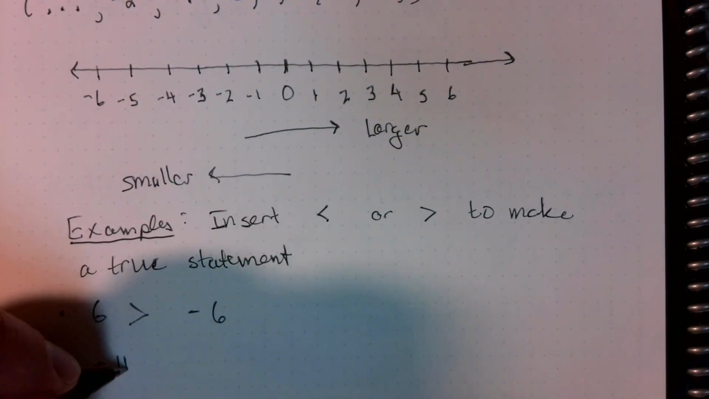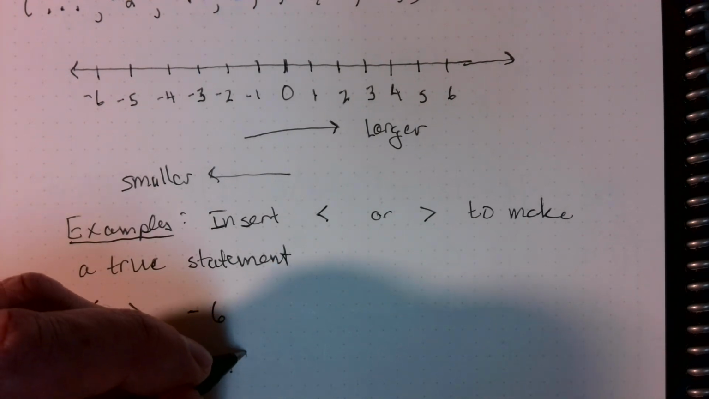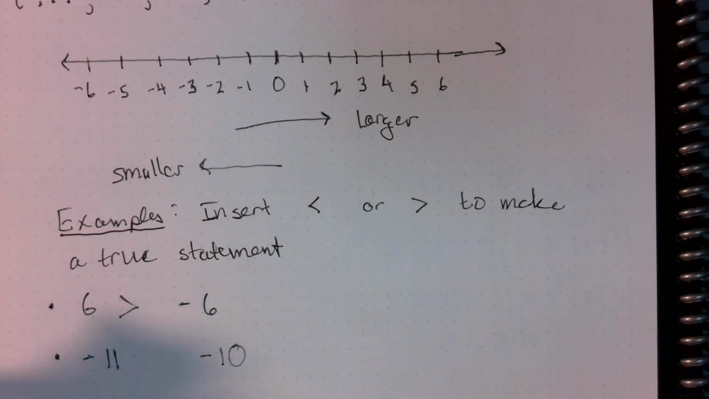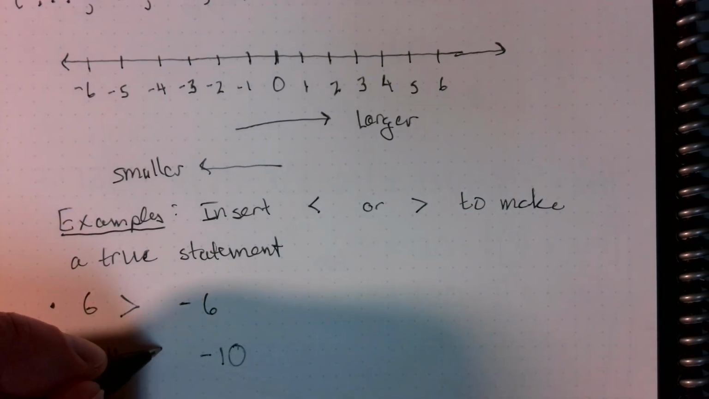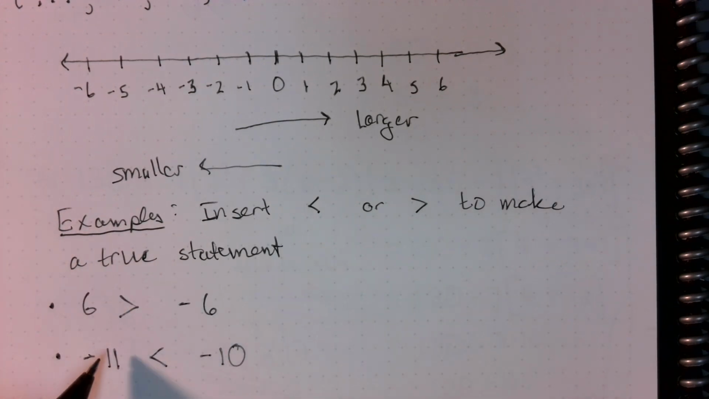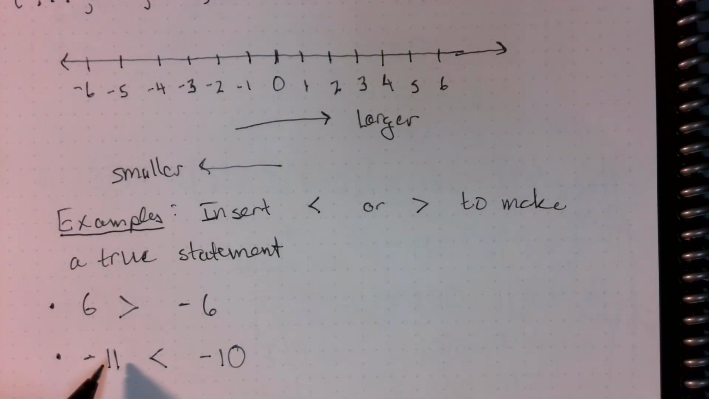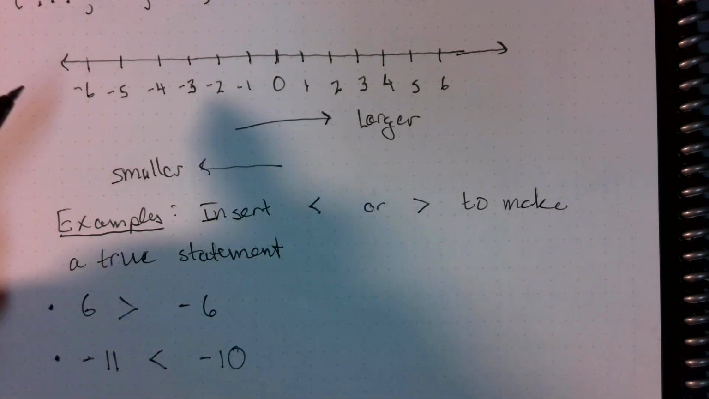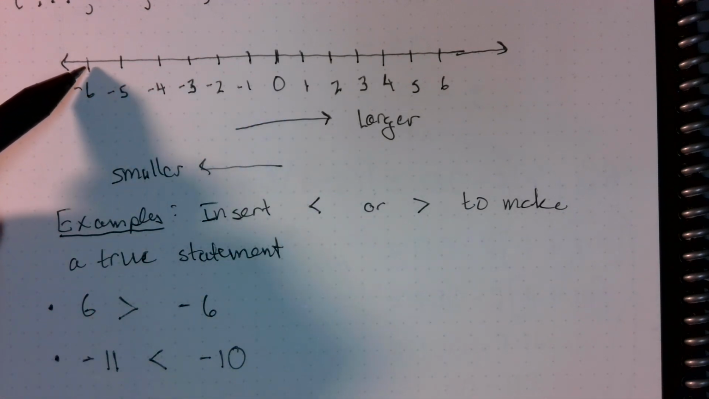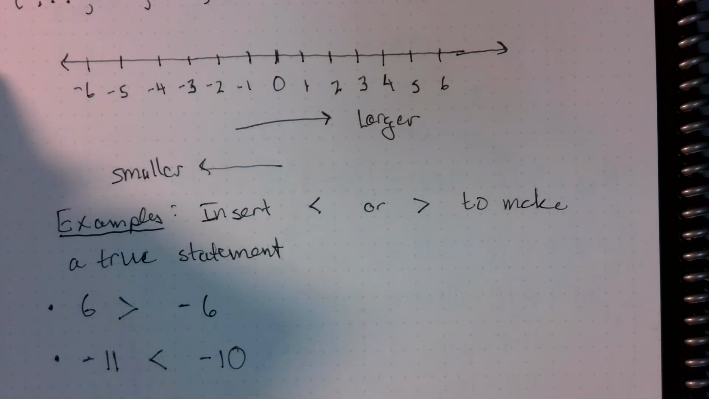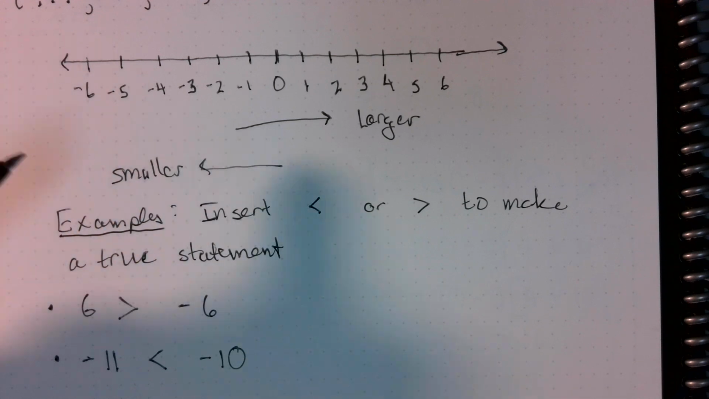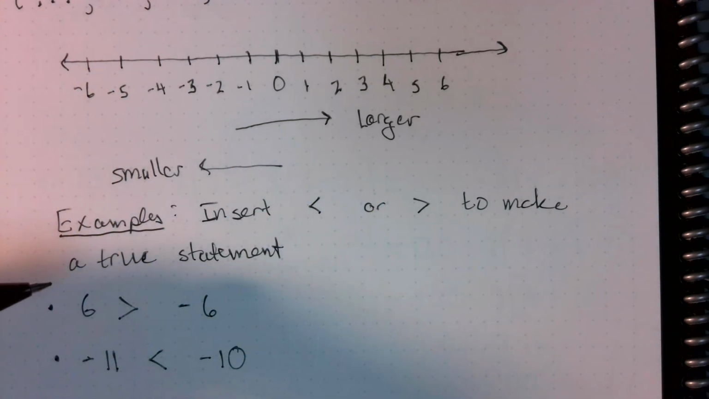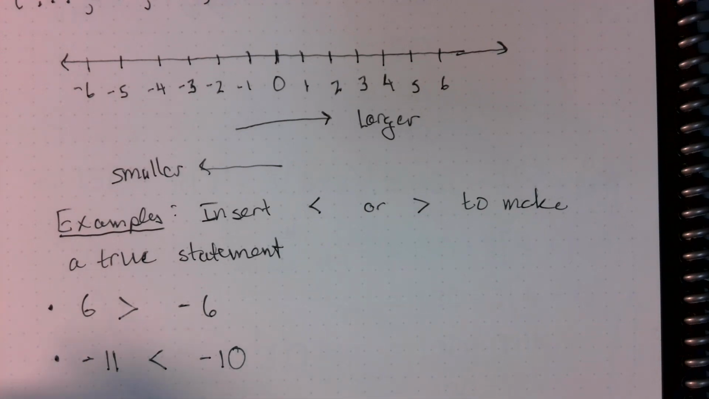Let me look at this here. Negative 11 compared to negative 10. Negative 11 is actually less than negative 10. If you don't believe me, plot it on the number line. We would continue up here, right? Negative 6, negative 7, negative 8, negative 9, negative 10, negative 11. So negative 11, if we continued this number line, would be to the left of negative 10.